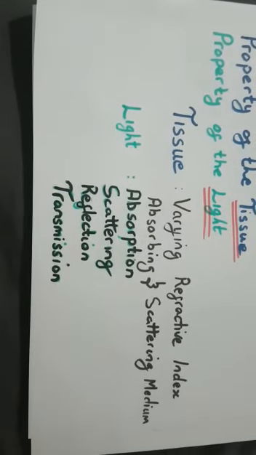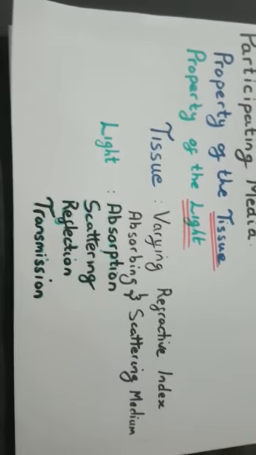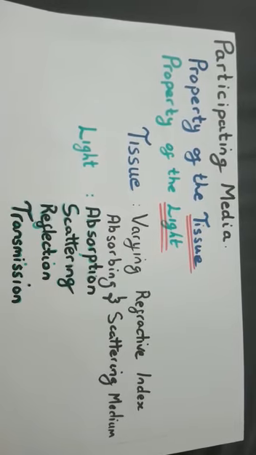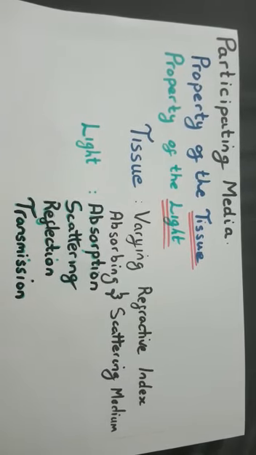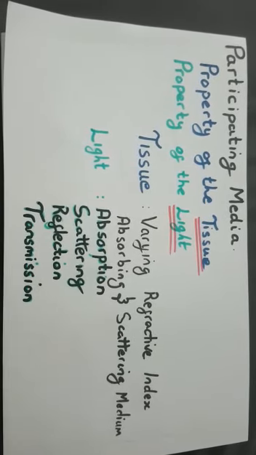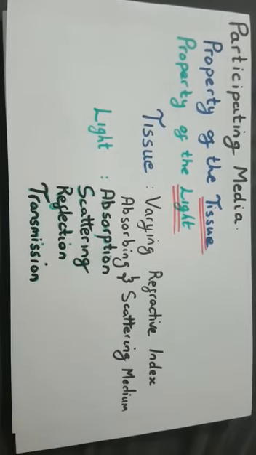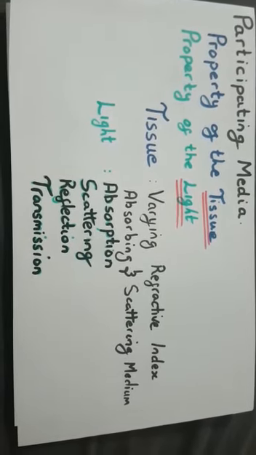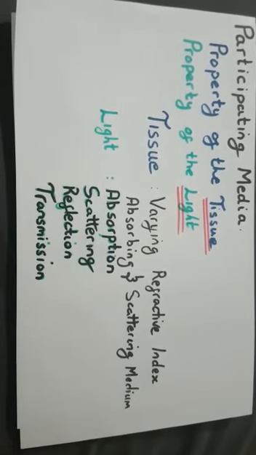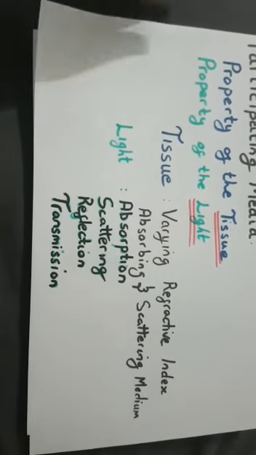The participating media. This media may absorb, emit, or scatter light. The simplest participating media can only absorb light. That means that the light passing through the media is attenuated depending on the density of the medium. Participating media can be classified into the properties of tissues and light, where the tissues can adjust the participating media by its refractive index or its absorbing or scattering medium, and light affects it via its absorption capabilities, scattering, reflection, and transmission.